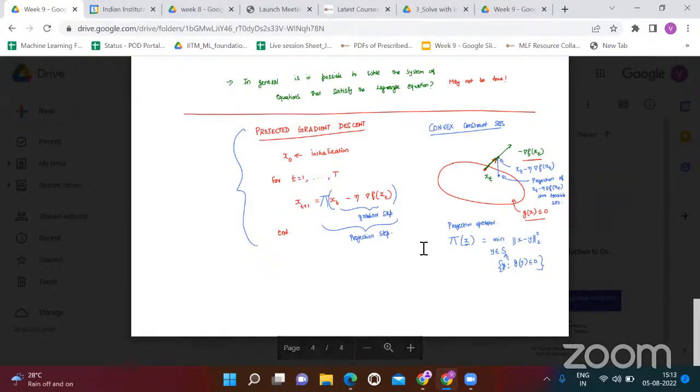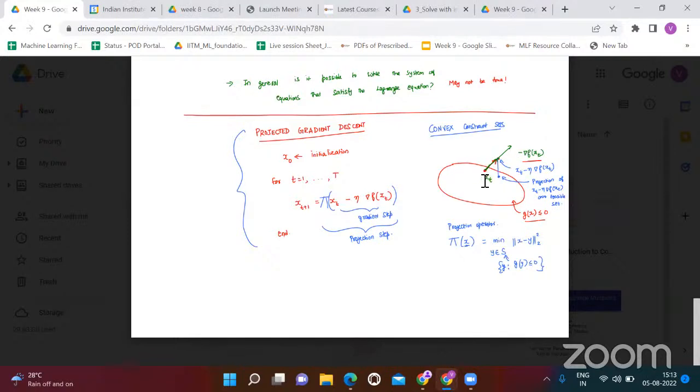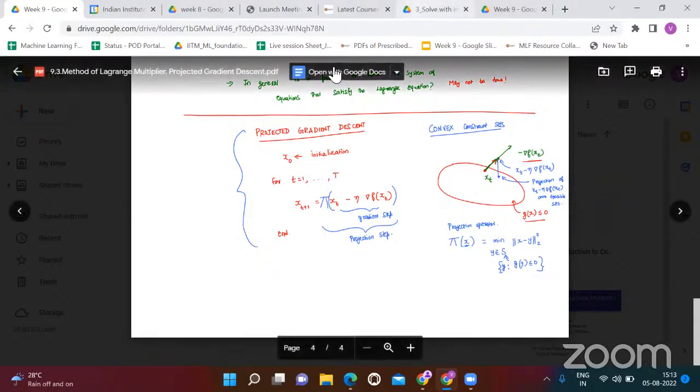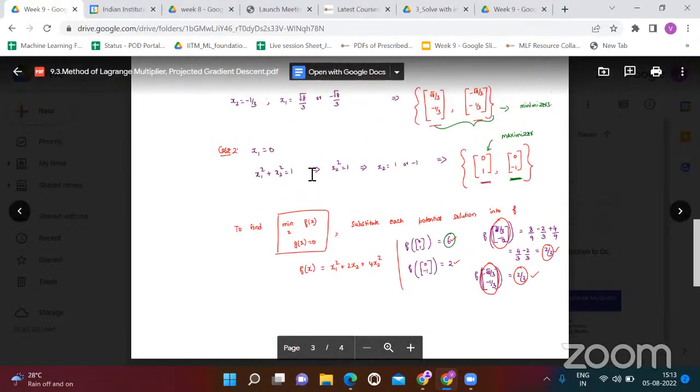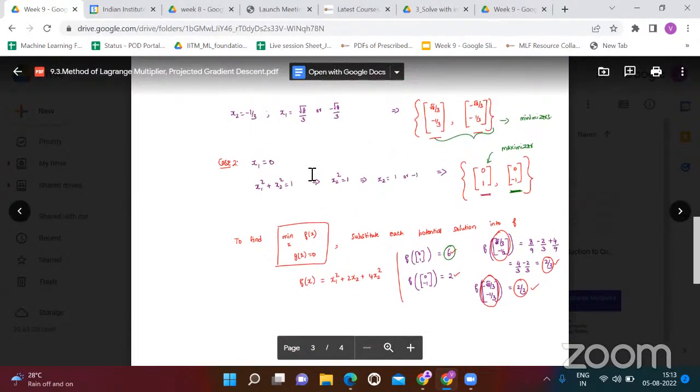Projected gradient descent helps us when, for example, we start studying the Lagrange multiplier. Many times Lagrange multiplier also has this issue. This is the minimizer, and this tells you for which x star you are getting the minimum and for which the maximum.